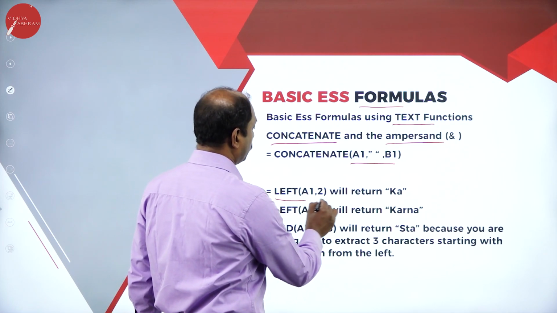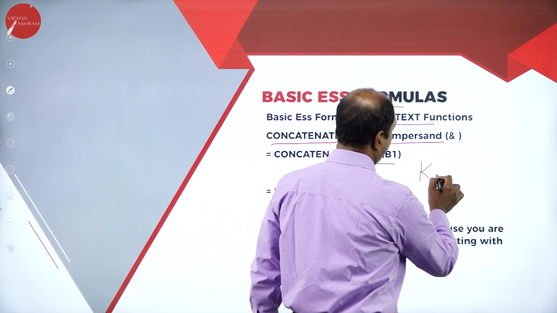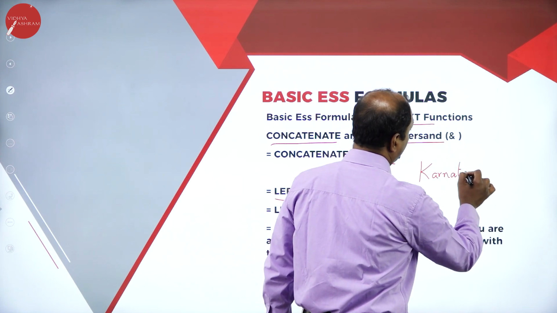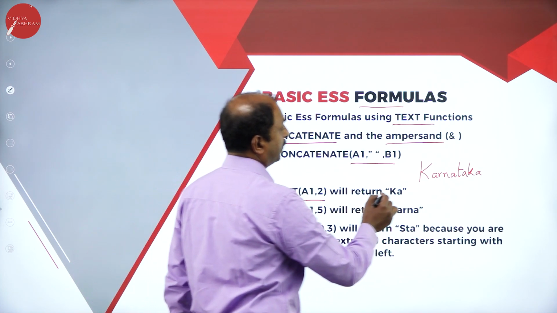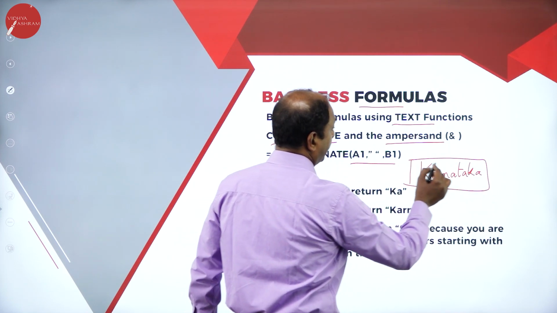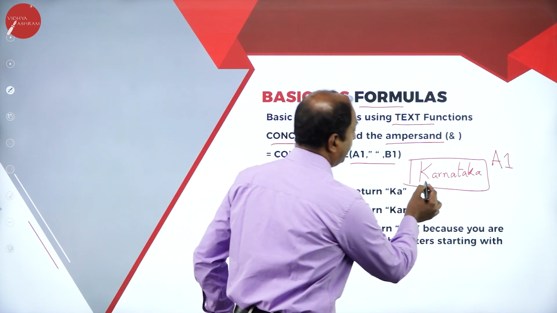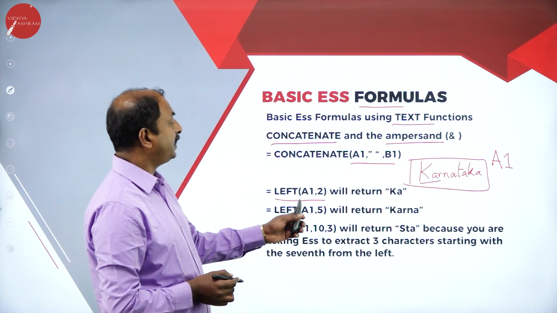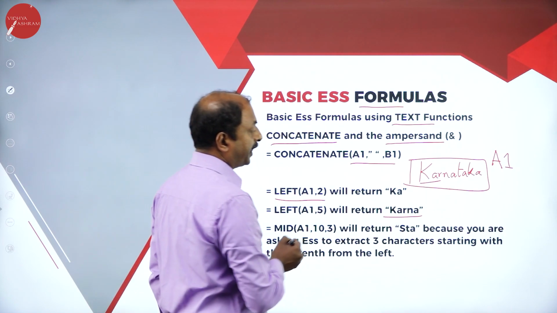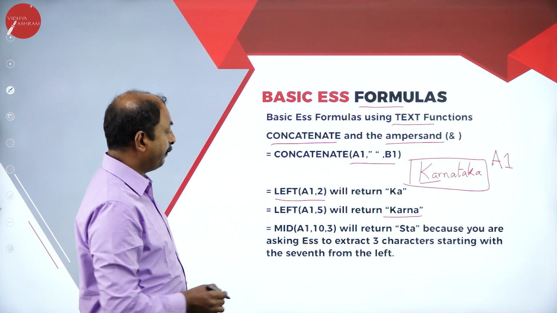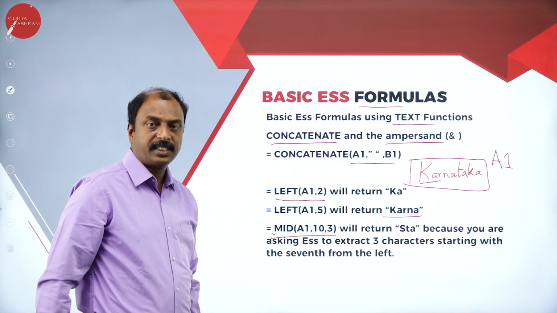Next, LEFT A1 comma 2. Suppose you have entered Karnataka as the value in a cell. In this example, if I say LEFT A1 of 2, suppose this cell address is A1. So LEFT A1 of 2 means it returns the first two letters from the left in the cell, that is KA. Similarly, LEFT of A1 of 5 returns the first 5 characters from the cell. Similarly, MID, A1 comma 10 comma 3, is another function to work with text related applications.